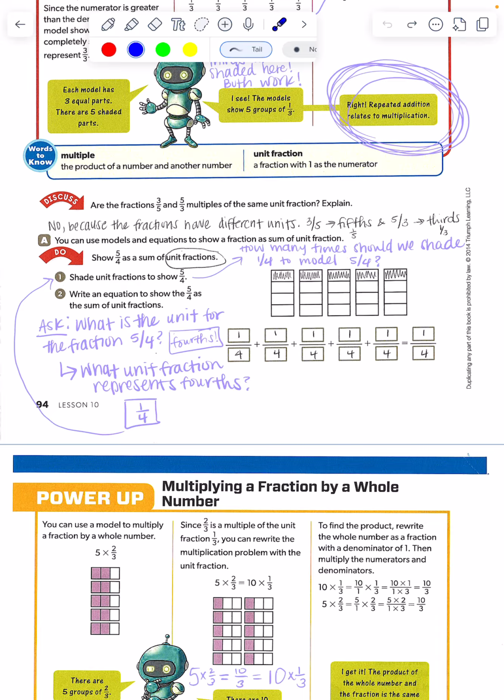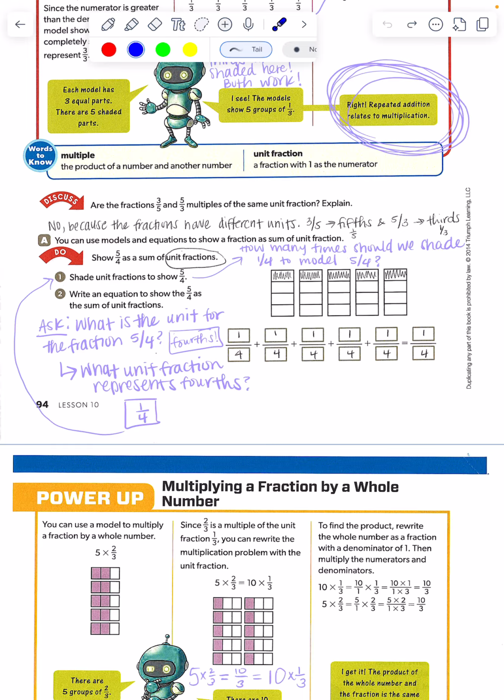So students will have to identify, okay, what is a unit fraction, right? And then they would have to figure out how many times they need to show that unit fraction in order for them to get 5/4. So a question that you can ask to support them if they're struggling to identify what the unit fraction is, you can ask them, well, what unit is being identified in the fraction 5/4, right? And then how many times should we shade 1/4, once they say 1/4, to model 5/4, right?